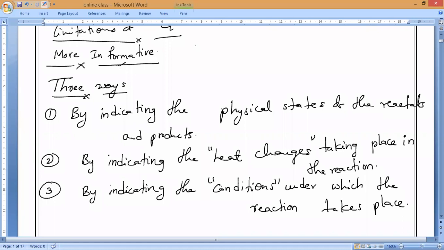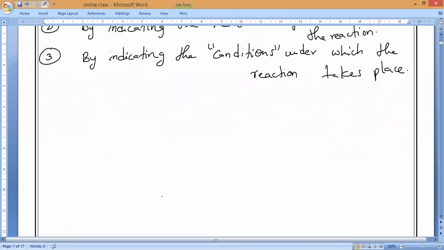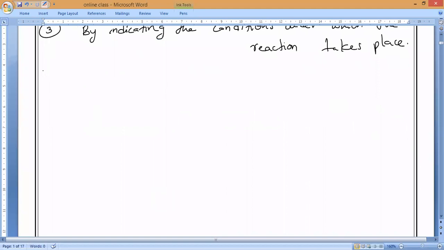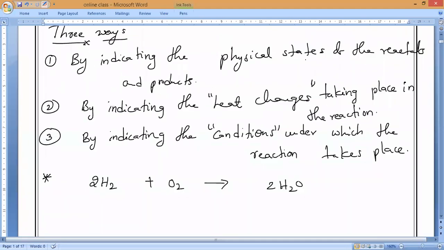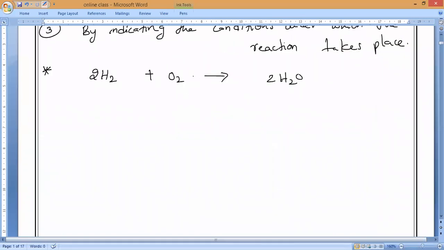Now let us discuss one by one so that you can understand and you can make it also. The first one is by mentioning the physical state. Yes or no, Pradosh? As we discussed in the last class, be very careful and observe. The first equation is the formation of water. H2 plus O2 gives you 2H2O. We can make the equation more informative by mentioning the physical states.